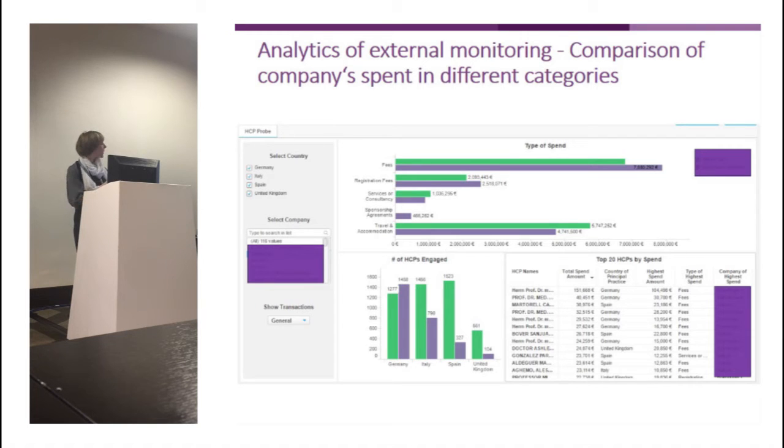So in this case here, we have two companies, and we can see the type of spend in the different categories, and you can see differences between the spending patterns. Also, you can see large differences in this case in the number of physicians that have been engaged, and also the amounts that the different companies have been spending on those physicians.